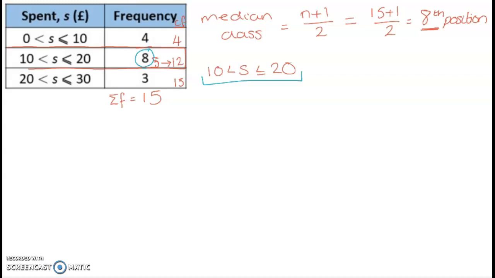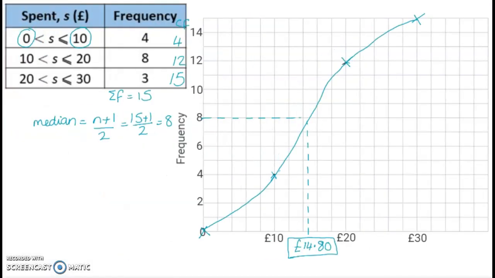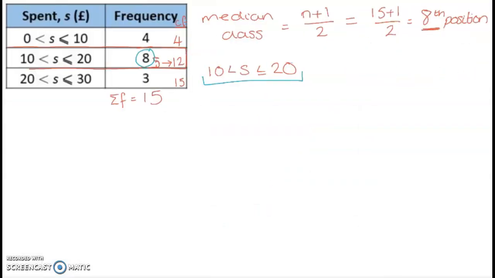And thinking about how we estimated the median from the cumulative frequency graph, when we drew our data, we made an assumption as we went from 10 to 20 pounds that the data was evenly spread between 10 and 20 pounds for the 8 people in that category. So we need to do the same thing with our numbers.